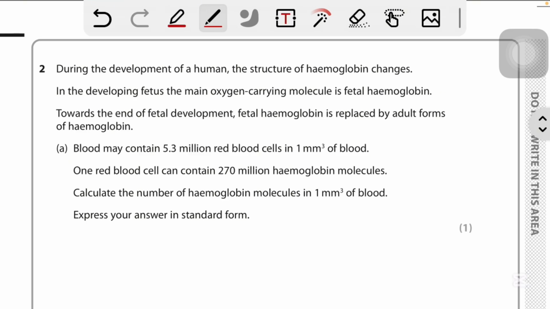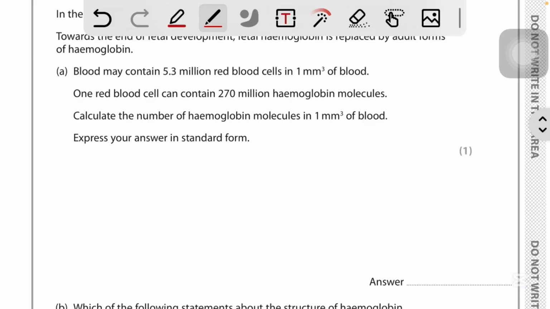Blood may contain 5.3 million red blood cells in 1 mm³ of blood. 1 red blood cell contains 270 million hemoglobin molecules. Calculate the number of hemoglobin molecules in 1 mm³ of blood. Express your answer in standard form.